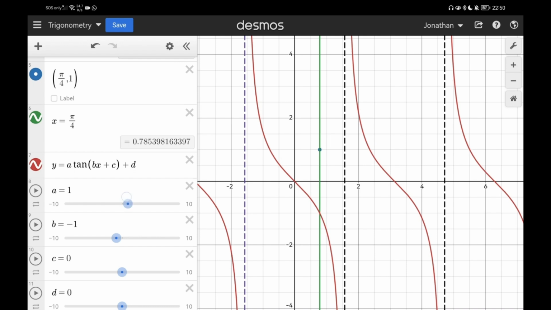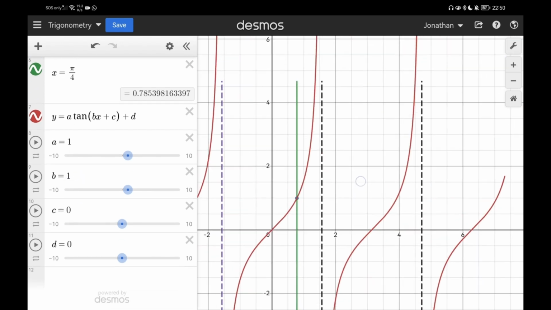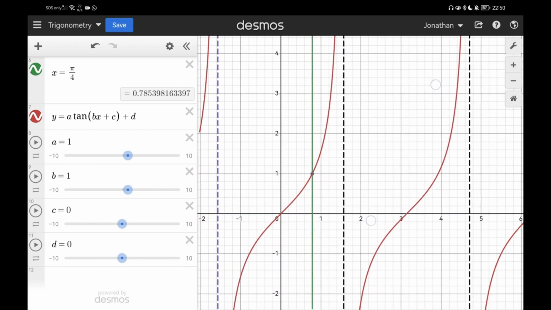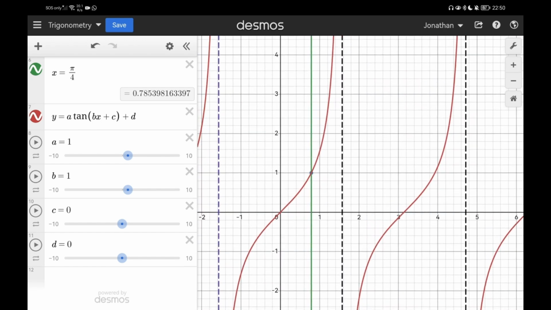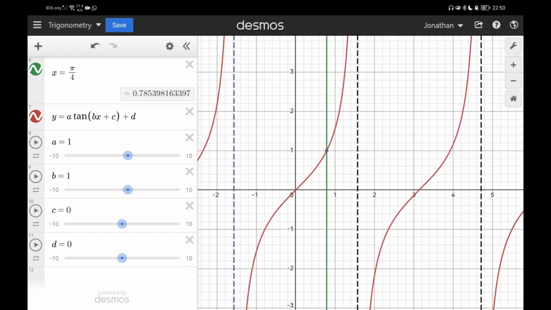So let's recover the values of a and b to 1 to define the tangent graph, returning to the original tangent graph. Let's visualize the stretching of the tangent function. Instead of letting a be 1, let's say I change a to 3.